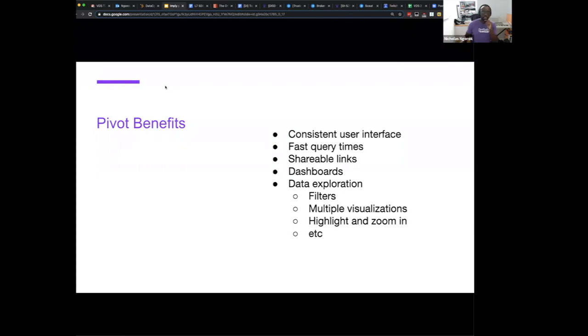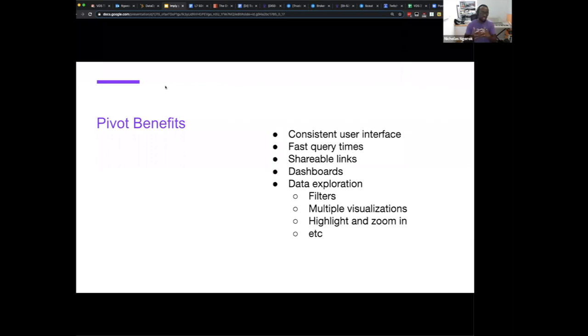We have really fast query times. Our P98 of queries take about 500 milliseconds. Pivot also gives us the ability to create shareable links such that any cubes we're interacting with or any dashboards we have can be shared with anyone at the company.